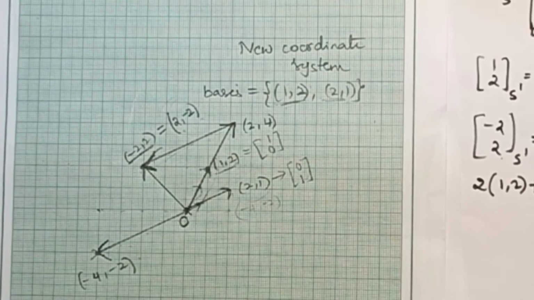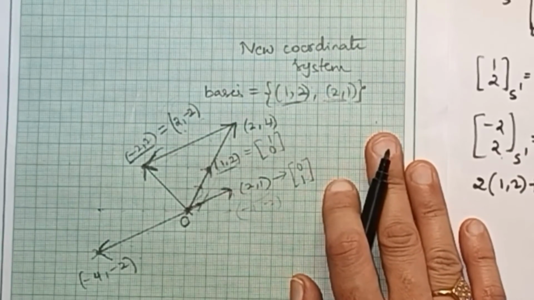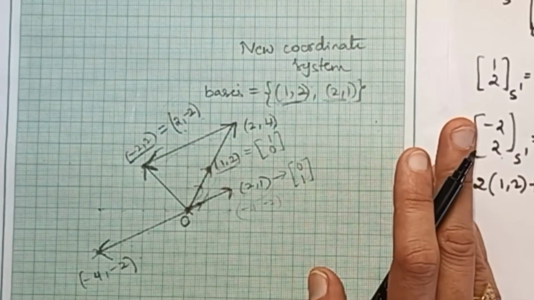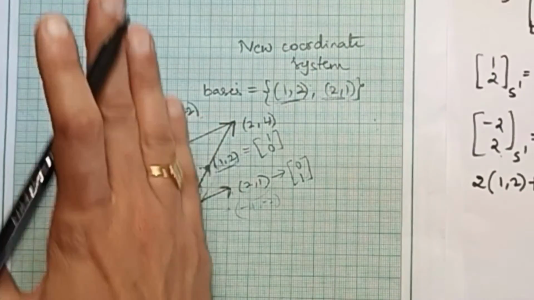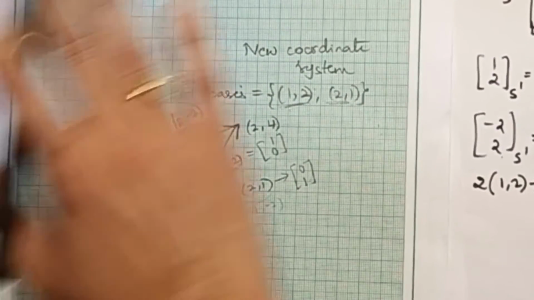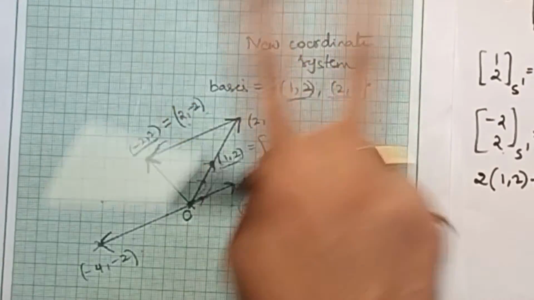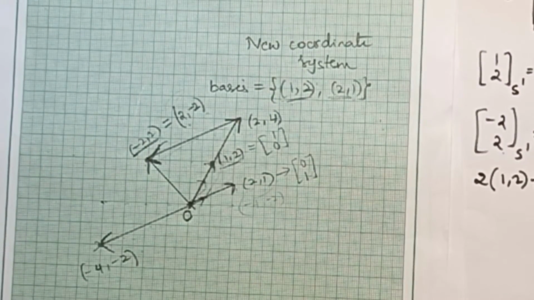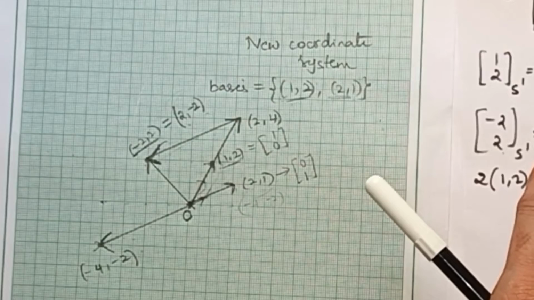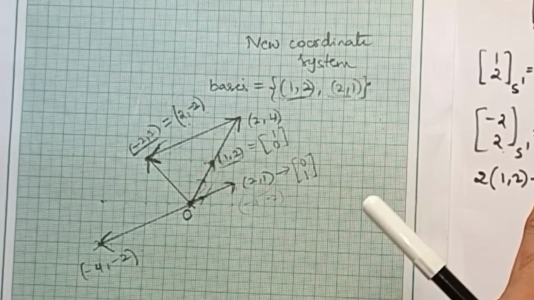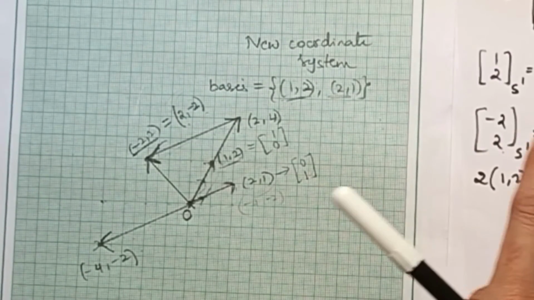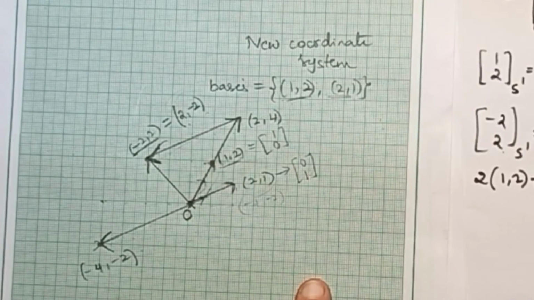So now I have taken S as the standard basis. S can be any other basis as well. In that case, you have another new system, with respect to S and with respect to S dash, and you need to communicate between those two systems. So this way of getting the coordinates of a vector is called finding the coordinates of that given vector.